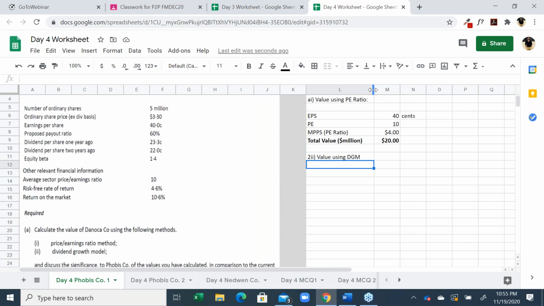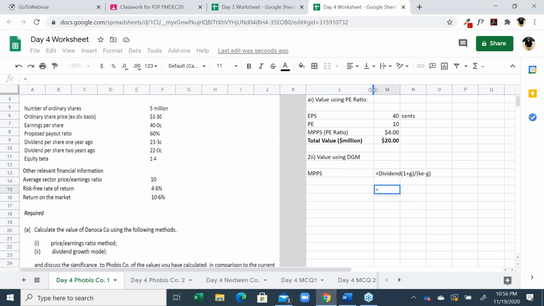So if we reverse this formula for calculating the market price per share, it will be D naught, that's the dividend of year 0, into 1 plus G, the growth, and this should be whole divided by KE minus growth. That's how we calculate market price per share.